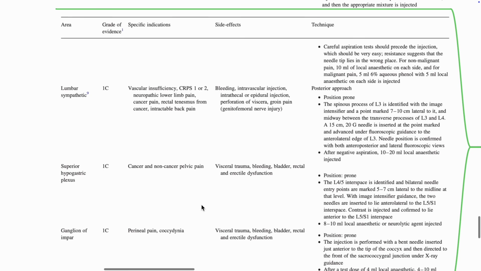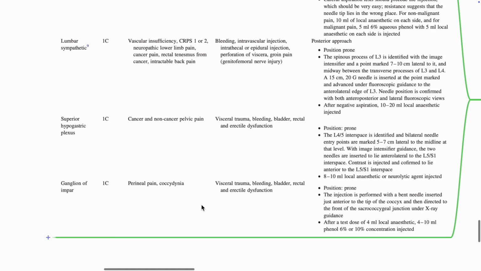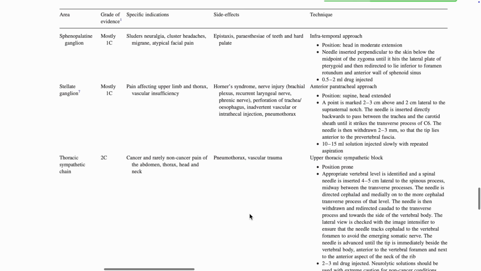Superior hypogastric plexus block indications include cancer and non-cancer pelvic pain. Side effects include visceral trauma, bleeding, bladder or rectal dysfunction, and erectile dysfunction. Ganglion of Impar block. This is for perineal pain and coccydynia. Side effects include visceral trauma, bleeding, bladder, rectal and erectile dysfunction. The techniques for these blocks are included here for completion.